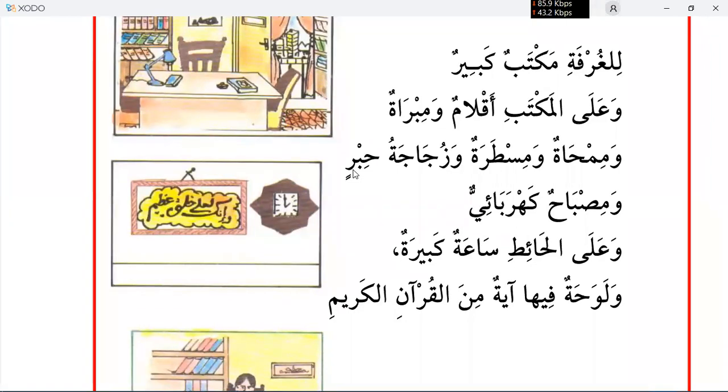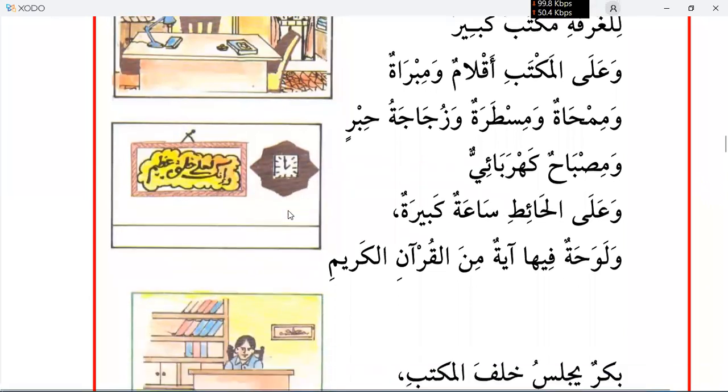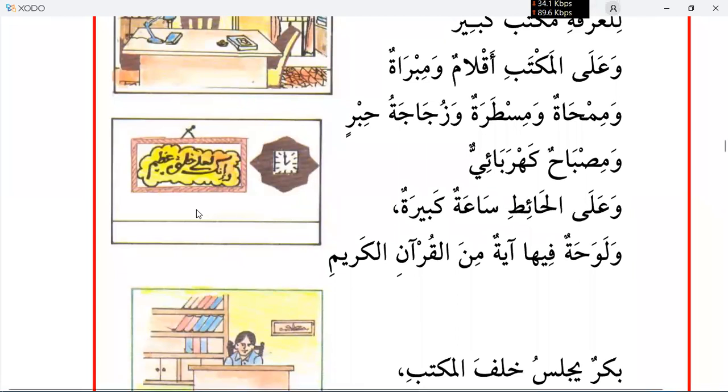On the wall, there is a big clock. Wa walla wahatun, and a frame. Big frame. This is the meaning of wala wahatun. Wala wahatun fiha ayatun min al Qur'an al Kareem. On the wall, there is a frame in which there is a Quranic ayah from the Noble Quran.